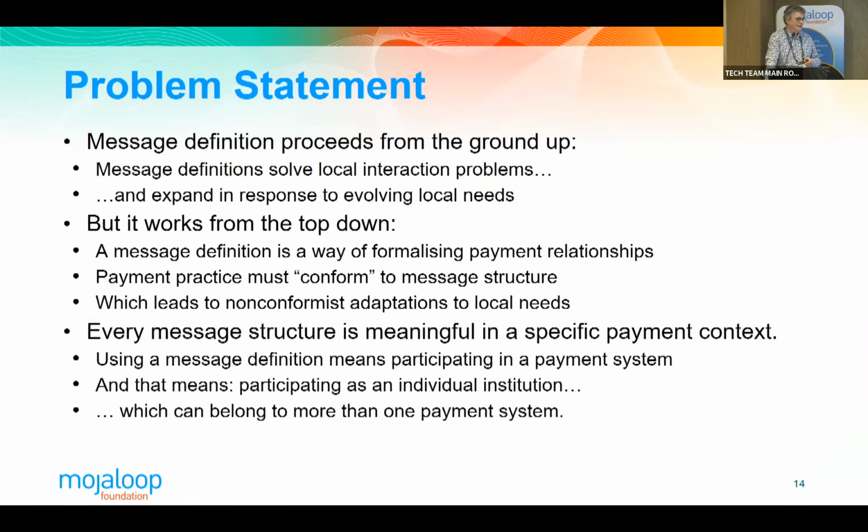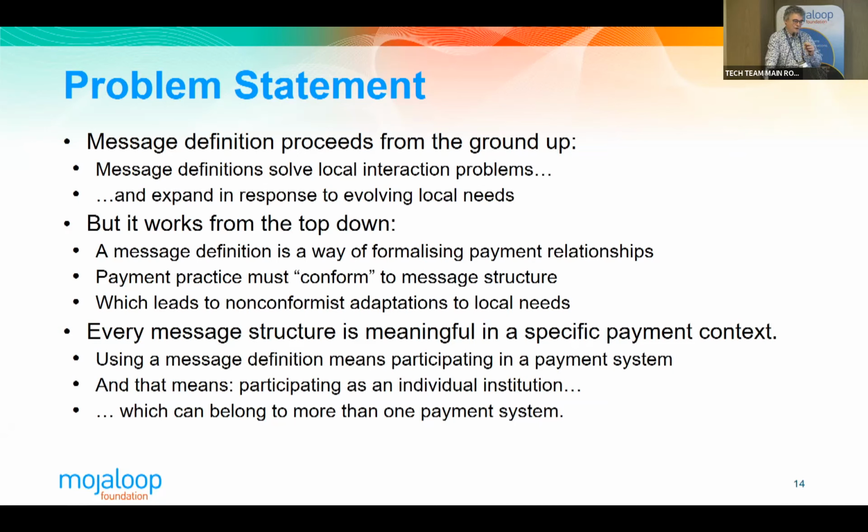Oh, there we go. So message definition really proceeds from the ground up. Message definitions are typically defined to solve local problems of intercommunication between two known systems, and they expand in response to evolving local needs. So what starts off as a bilateral relationship between two banks or two mobile money systems, they think, oh, maybe this would work for connecting all mobile money systems together. And people say, yeah, but there's slight wrinkles, we have to include that. So we're gradually moving up, generalizing, making things more abstract.